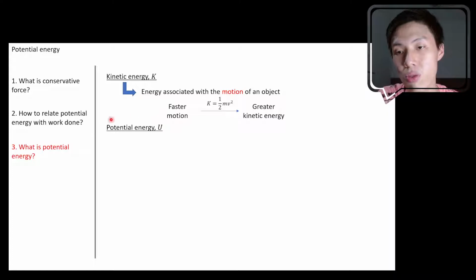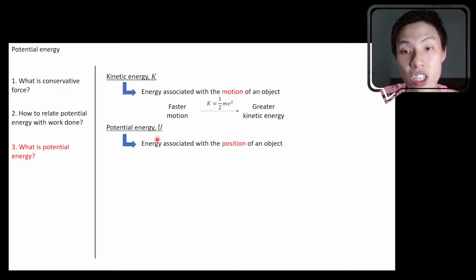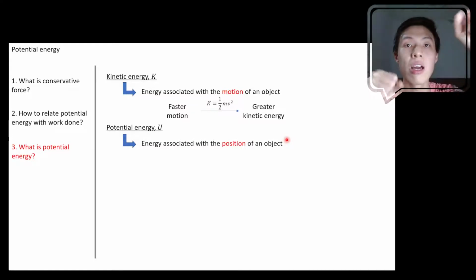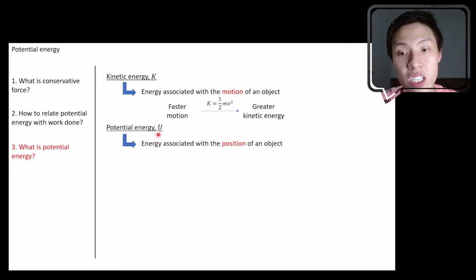Okay, next we look at potential energy. Potential energy is the energy associated with the position of an object. Remember that we create this idea of potential energy when we talk about the work done by a conservative force, right? Work done by a conservative force is independent of the path we take to go from the initial position to the final position. Therefore, what we care about is only the initial and the final position. That's why potential energy is the energy associated with the position of the object. It doesn't depend on the path.